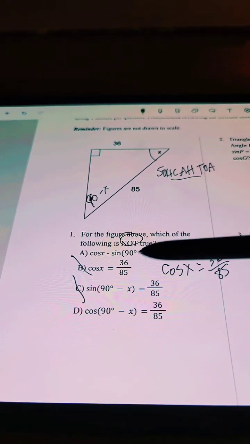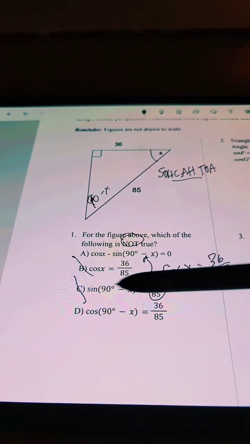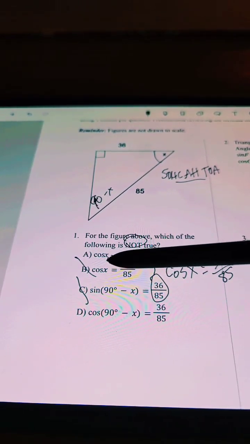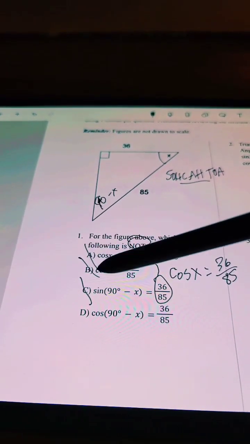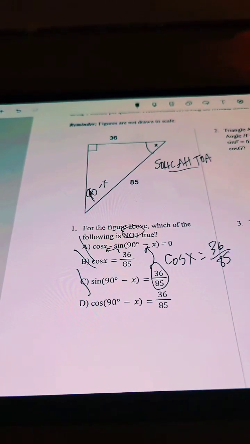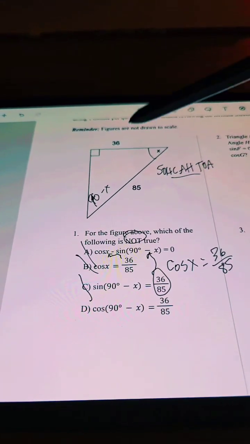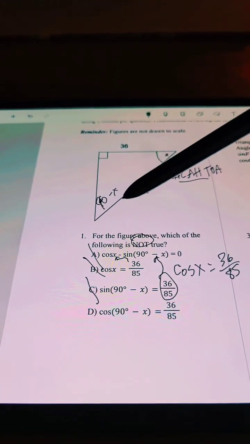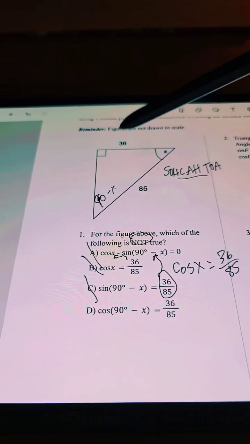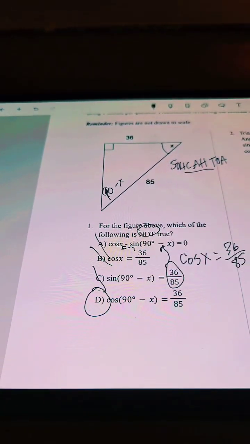And then we know that 36 over 85, we just figured out, is equal to that. We know cosine of x is also 36 over 85. So when we subtract those, we get 0, so it can't be that, because that's true. Over here, it's saying cosine of 90 minus x needs to equal 36 over 85. Remember, cosine, if we're talking about this angle right here, would be the adjacent, this side, over the hypotenuse, not the 36 side over the hypotenuse. So that is not true, so it would have to be D.